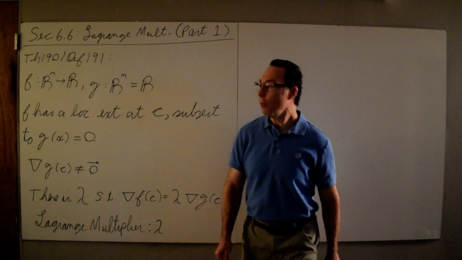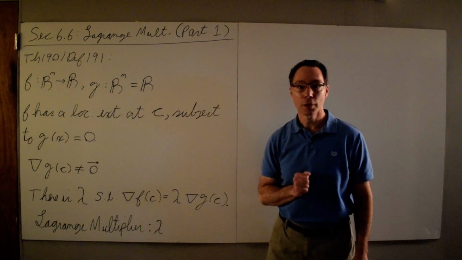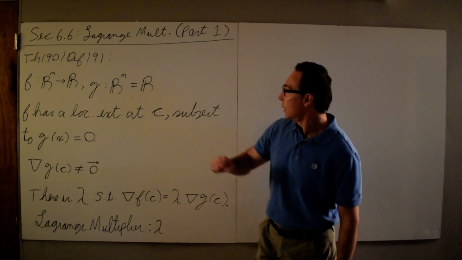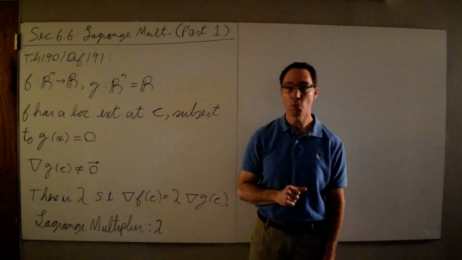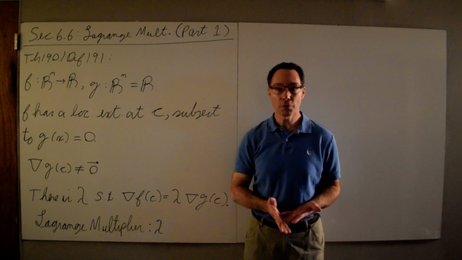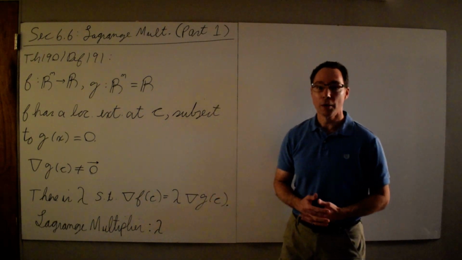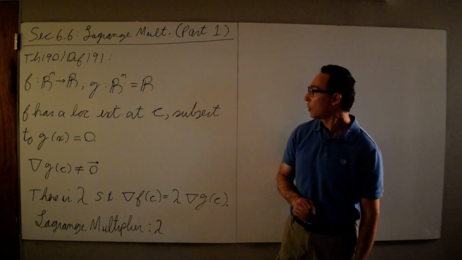This is the first video on section 6.6, Lagrange multipliers. And here I'm going to talk about theorem 190 and definition 191 at the same time, and sort of introduce the problem, or the type of problems, that we're trying to solve with this.